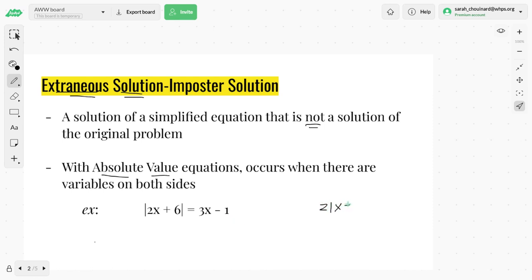Earlier this week, when we dealt with equations like this, we didn't have to deal with extraneous solutions because there was no variable on the other side. So let's take a look and see how we're going to determine if a solution is extraneous or not.